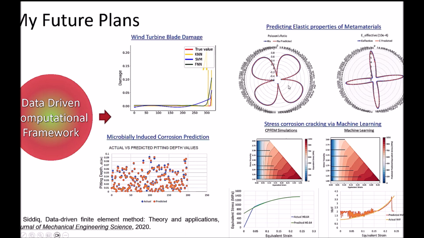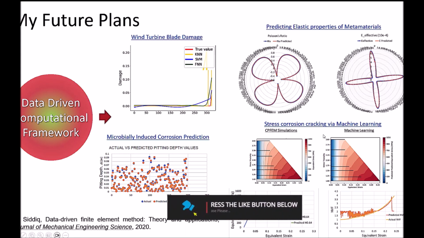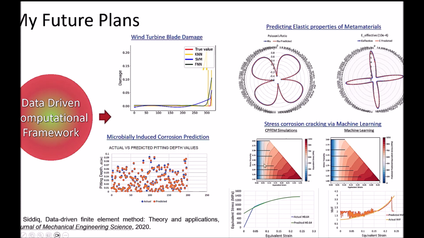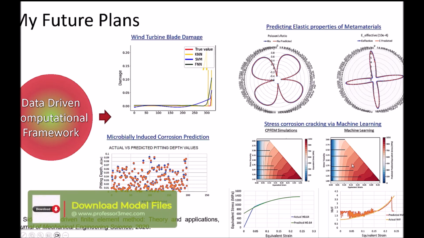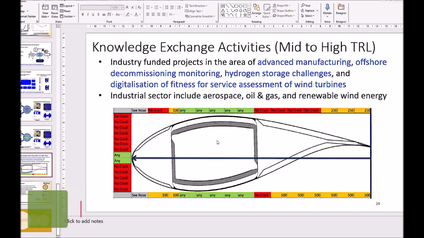Also we did this project with Jiangsu University in China, and they wanted to predict the elastic properties of metamaterials. So again we use deep learning to predict these elastic properties. This is stress corrosion cracking. Again, from those complex equations we move towards predicting it at a micro scale. So this is the CPFEM simulation data, and these are the machine learning predictions, and you can see they are matching really well after training and testing. So we do a lot of work at micro scale as well. And if there's an interest, definitely we can collaborate.